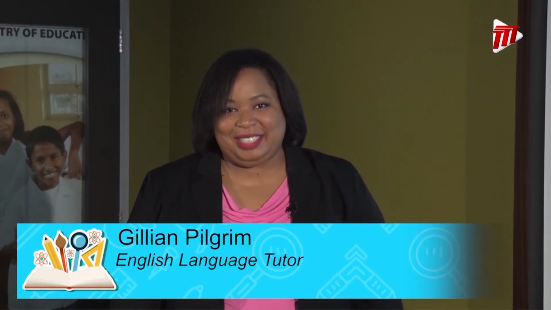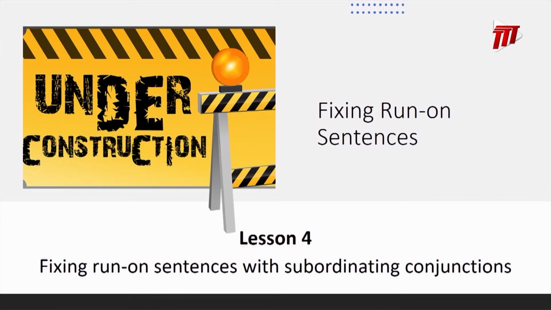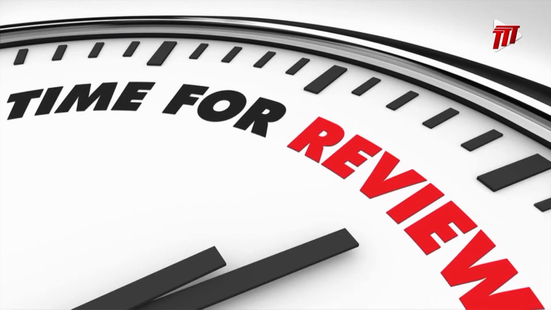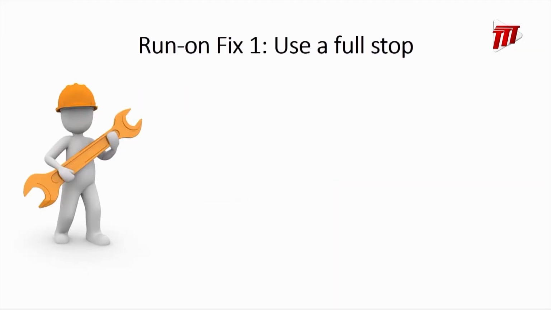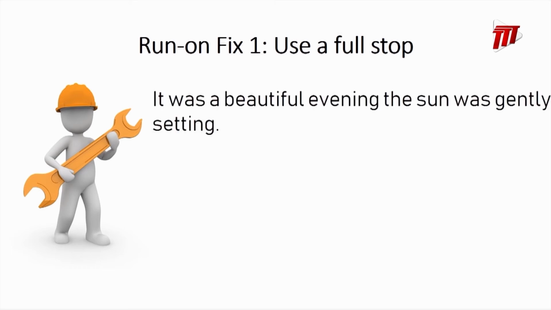Welcome back, students, to the final lesson in this series on fixing run-on sentences. And so we're going to be looking at yet another way to fix a run-on sentence. We're going to fix them using subordinating conjunctions. But of course, we must do some review. We have learned so far in this series that you can fix a run-on sentence by using a full stop.